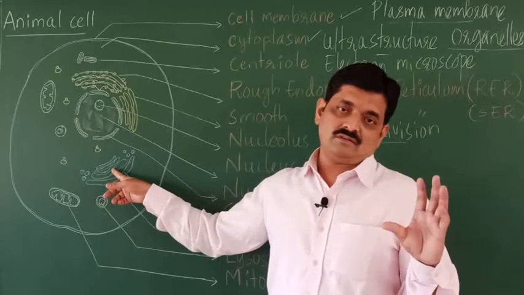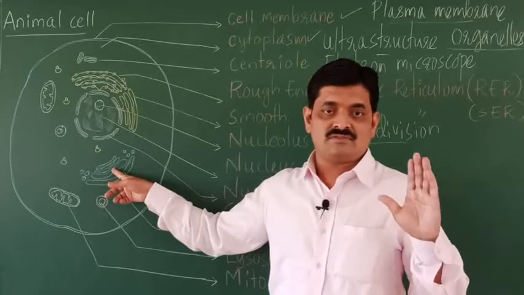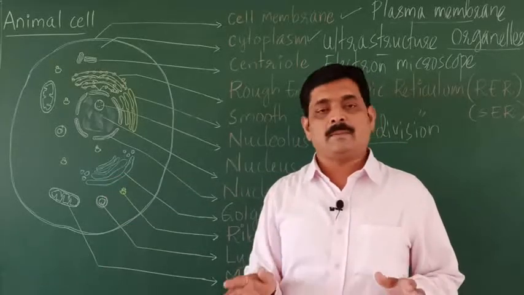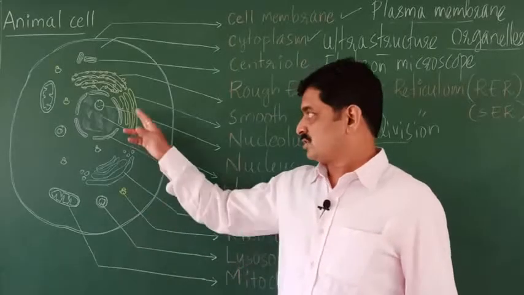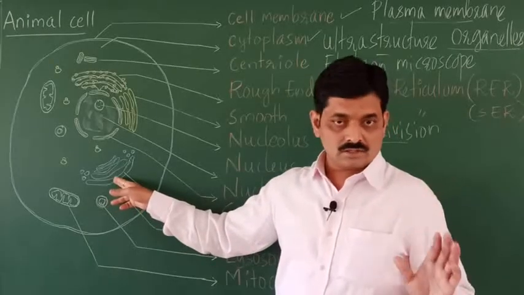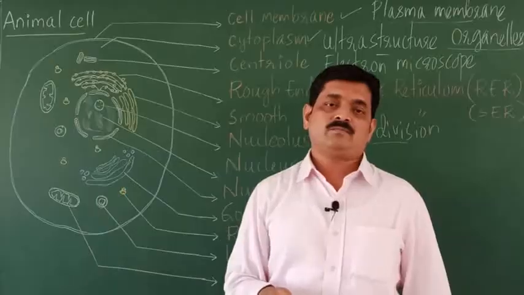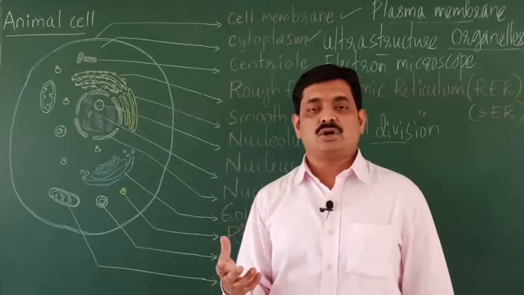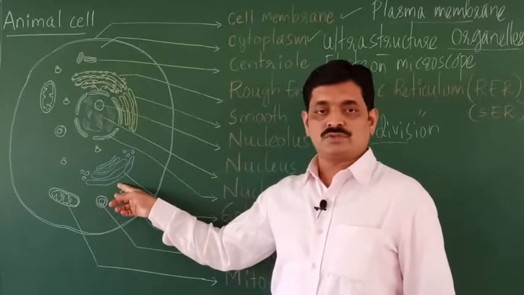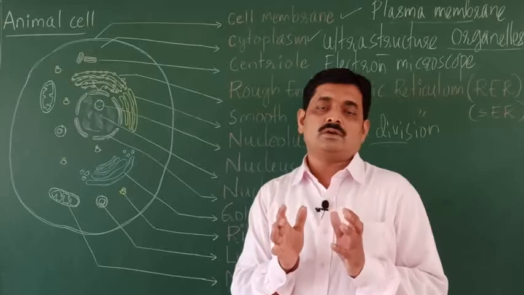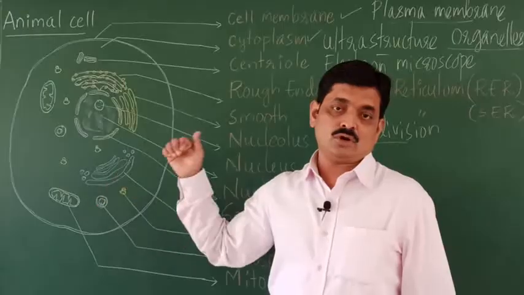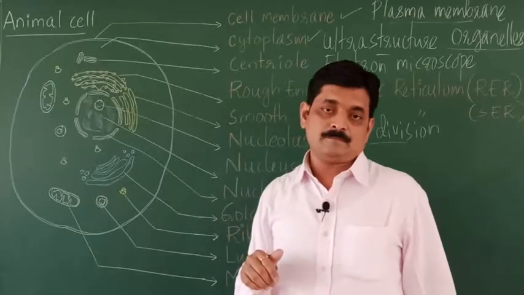If you compare the structure of the ER and the Golgi complex, it is nearly the same. The Golgi complex consists of flat tubes. You can see here, these are the flat tubes. Together they form the Golgi complex, which lies in the cytoplasm of the animal cell.